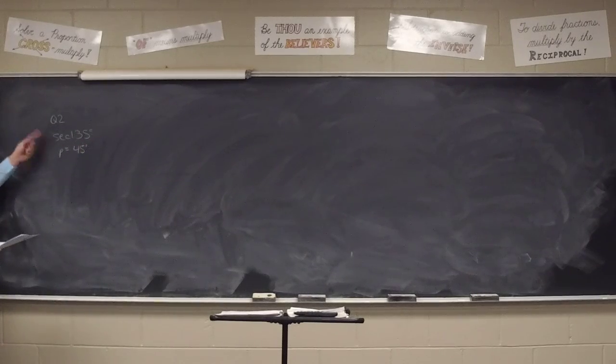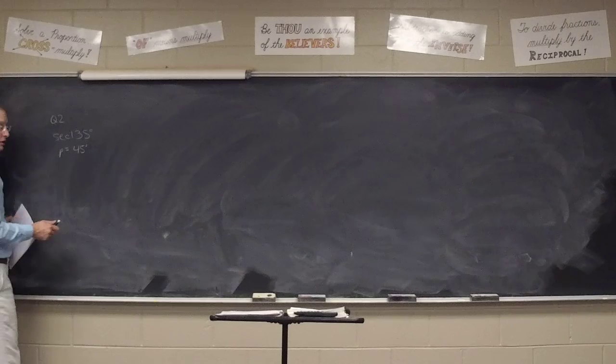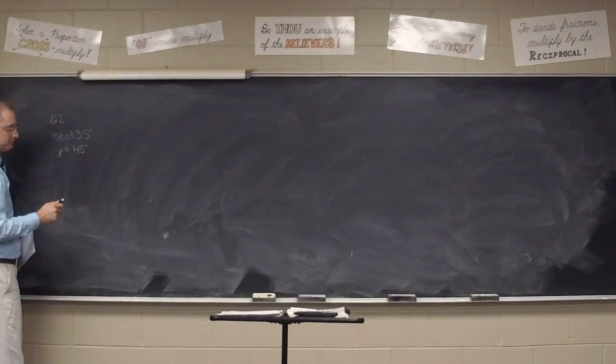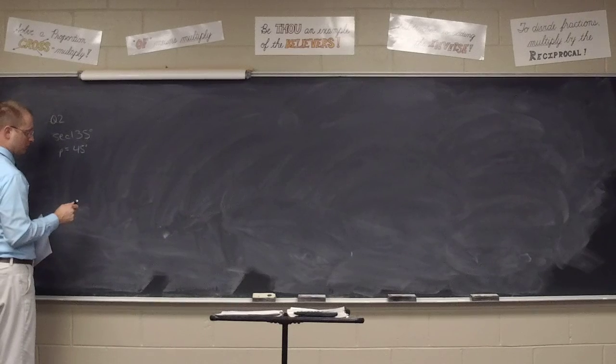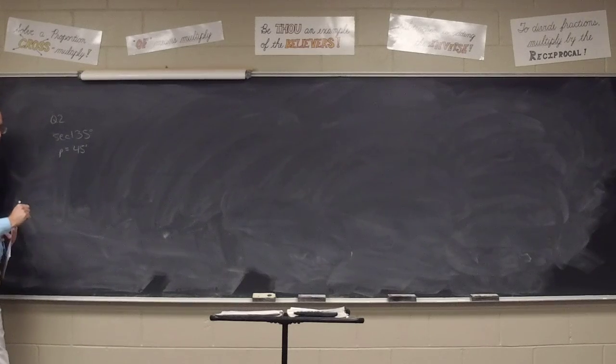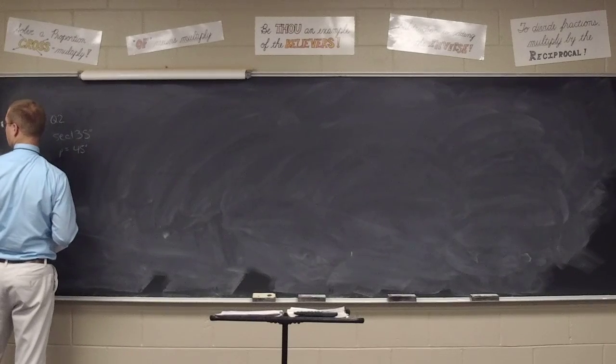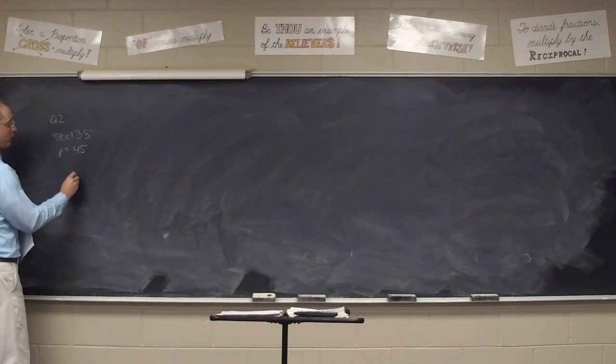What is the secant of 45 degrees? 1 over square root of 2. What is secant? What over what? Opposite over adjacent? That's tangent. What's secant? Hypotenuse over adjacent. So square root of 2 over 1, or just square root of 2.